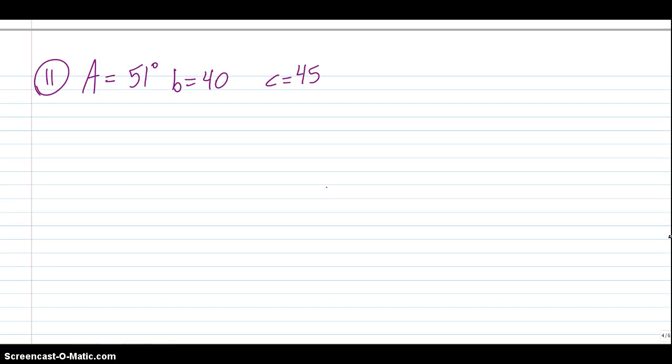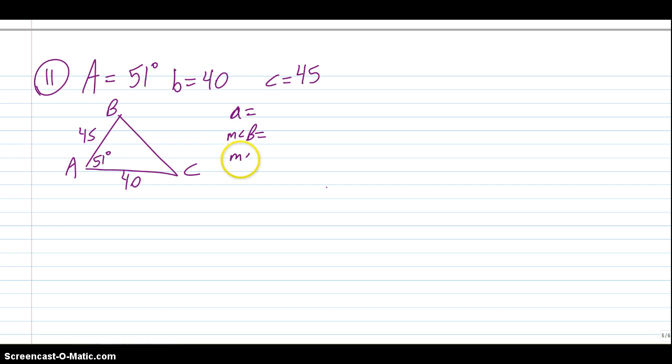All right, last couple. Let's see if I can go through this in a couple minutes. Once again, solving this triangle. So A, B, and C. A is 51 degrees, B is 40, C is 45. This is a side angle side type problem. So I need to find side A, I need to find the measure of angle B, I need to find the measure of angle C.